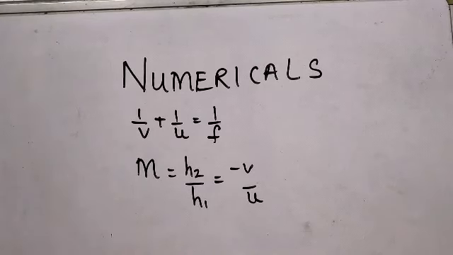In this video, we will continue with the numericals based on the mirror formula, 1 upon v plus 1 upon u is equal to 1 upon f, and magnification for spherical mirrors, that is m is equal to h2 upon h1 is equal to minus v upon u.